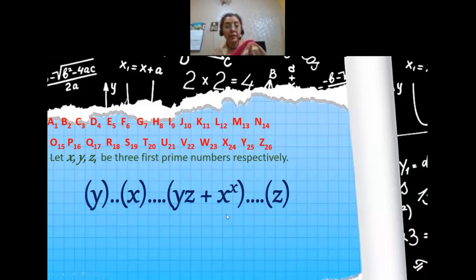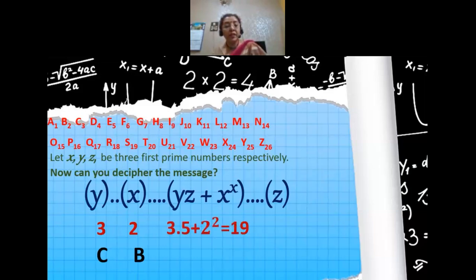Now X. You have told me X is 2. Which letter has got 2 as a place value? Yes, B. Y into Z: 3 into 5 plus 2 square, 19. Which letter has got 19 as a place value? Yes, S. Z is 5. Which letter has got 5 as a place value? E. CBSE, which is our common identity and platform for which we are here today together.